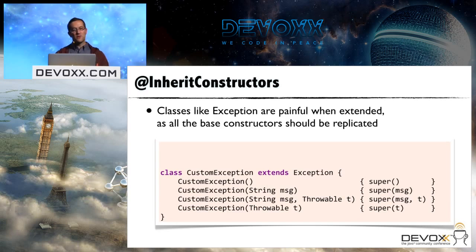Another one: when you create custom exceptions extending exception, you have to create the default constructors, overriding the same constructors as you have in the exception class. And usually they are dumb constructors, because you just call super and pass the same parameters. So that's a lot of boilerplate code. There's a lot of boilerplate code in general in Java.